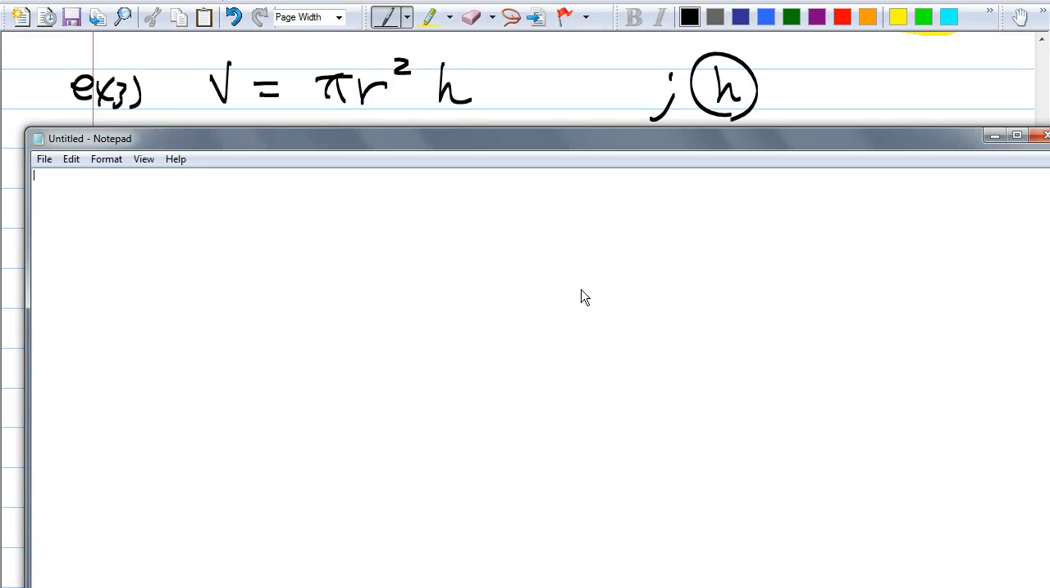So here we go. This is continuation from last time. Here's example 3. Let's do a little warm up. V is equal to pi r squared times h. And guess what the semicolon h means? Yes, sir? Solve for h is exactly right.